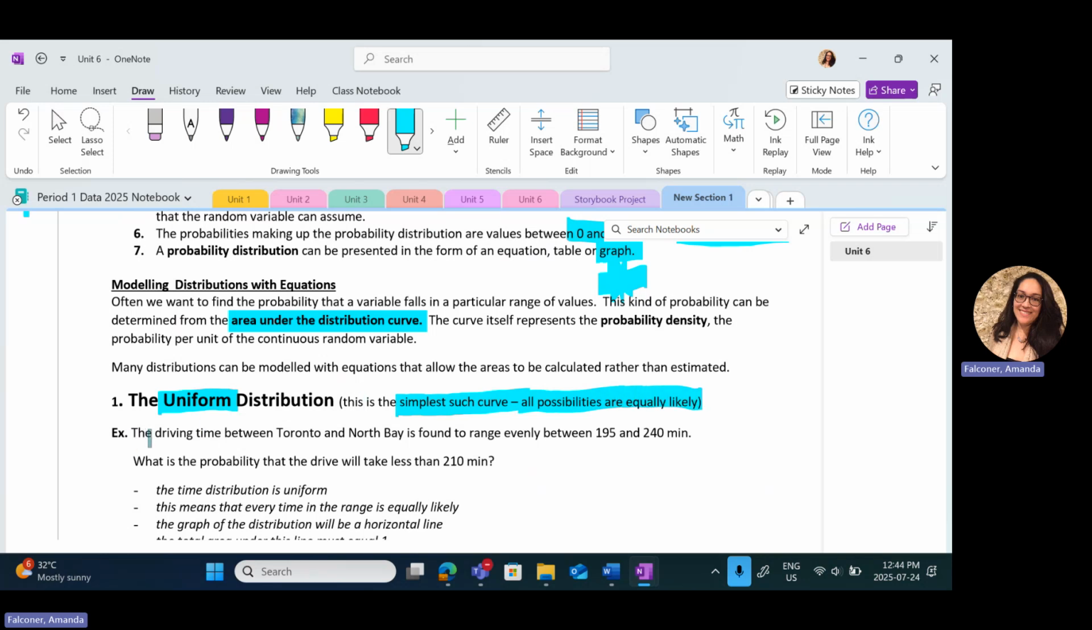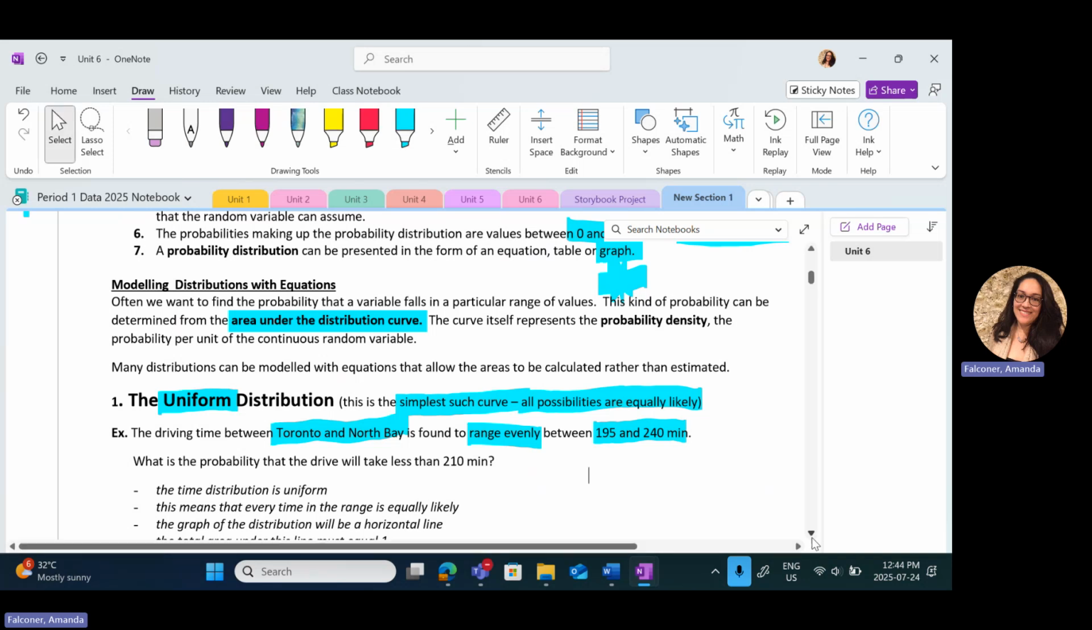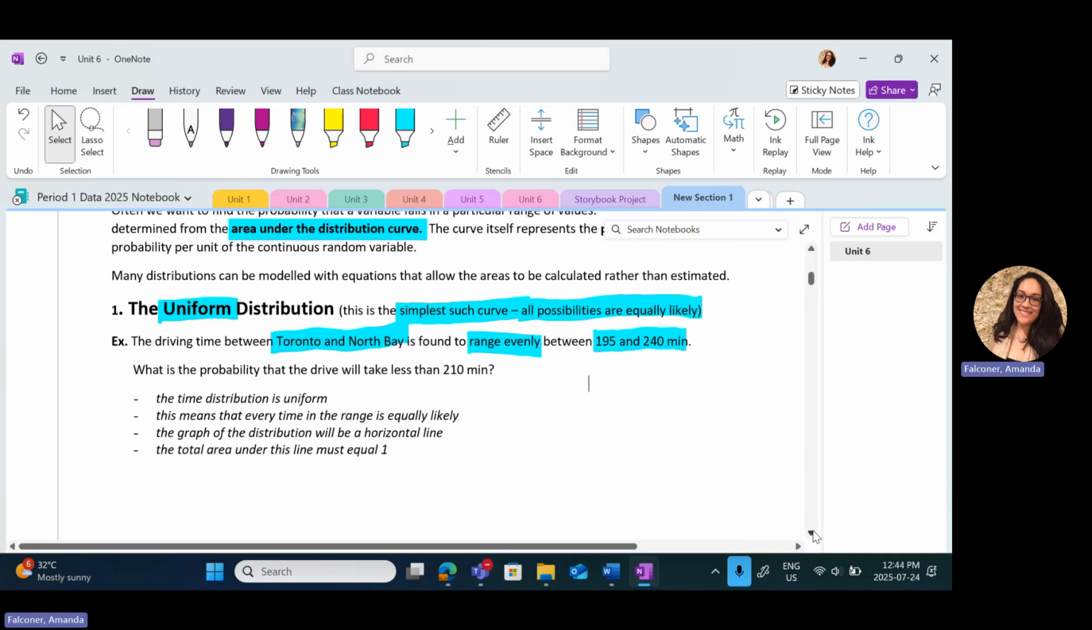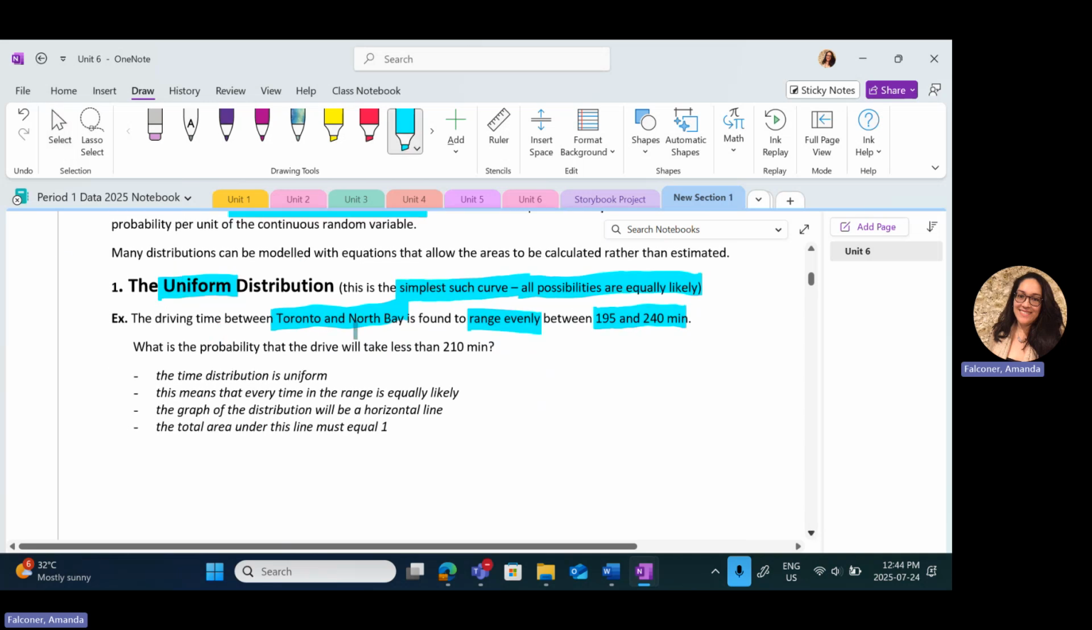So our example is the driving time between Toronto and North Bay is found to range evenly between 195 minutes to 240 minutes. And so the question is, what is the probability that the drive will take less than 210 minutes? So things we have to notice are that the time distribution is uniform because it says this word evenly. This means that every time in the range is equally likely. The graph of the distribution will be a horizontal line and the total area under this line must equal 1.